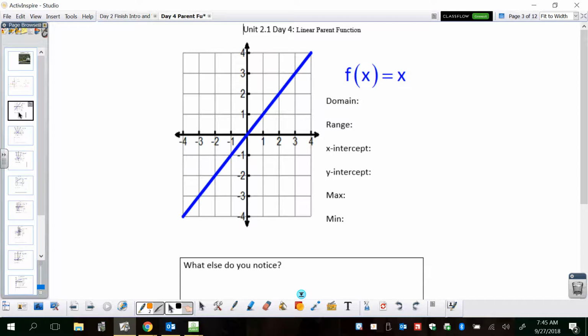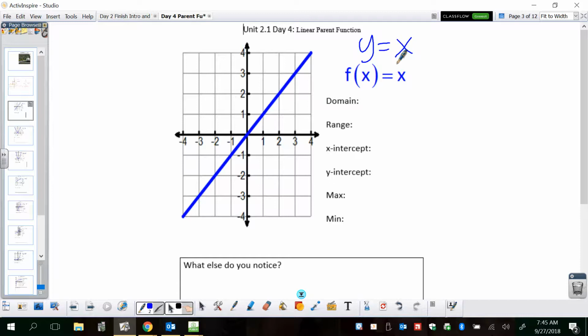So, our first parent function is the linear parent function. What's the equation? Yeah. What's another way to say that? This is the same thing as just saying y equals x, right? Isn't that the same thing? Okay. So we know our parent function is y equals x.